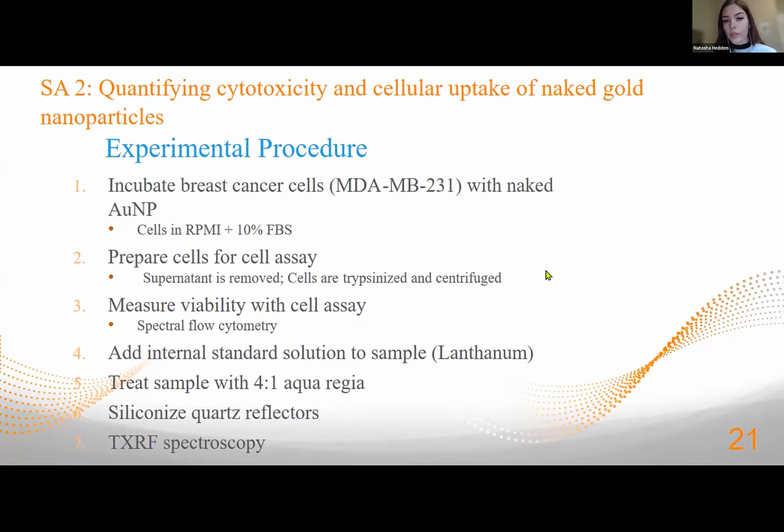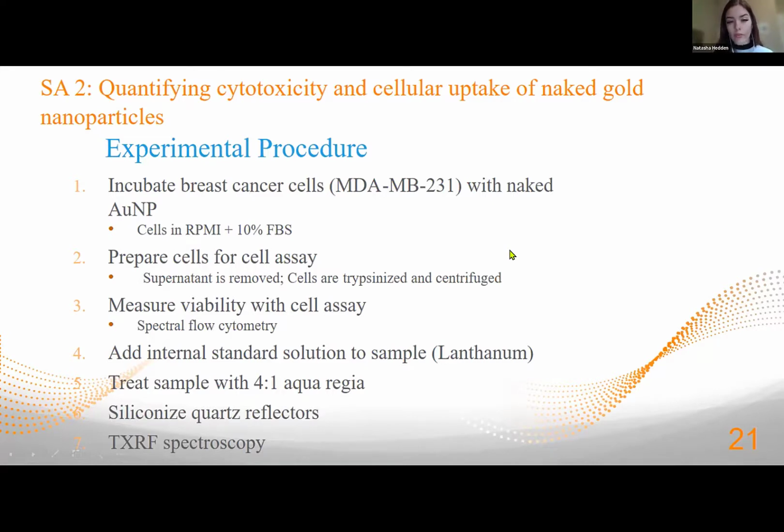So essentially you administer the nanoparticles to these cells and allow them to incubate for your set incubation time. And then once that's done, you can prepare them for the cell assay. So to do this, we remove the supernatant. In this case, this would contain any gold nanoparticles that were not taken up by the cells. So essentially just removing that waste. And we then follow that by trypsinizing the cells. So these are adherent cells. So they adhere to the container in which they're incubated. And so to trypsinize them, essentially we're breaking down the protein that allows them to adhere, so we can actually pick up the cells themselves. And then we centrifuge that sample so that we have a cell pellet. We can then resuspend this in a buffering solution, and we are then ready to measure their viability using our cell assay, for which we use spectral flow cytometry, which I will explain a little bit about in a second.